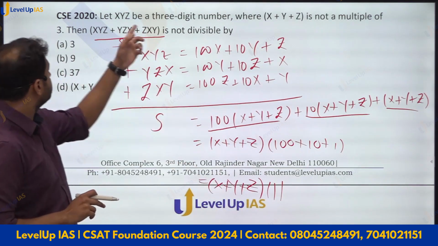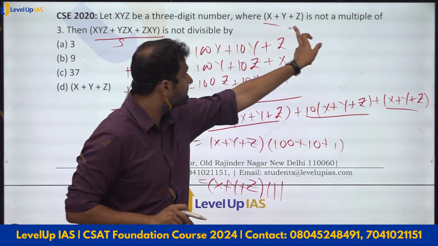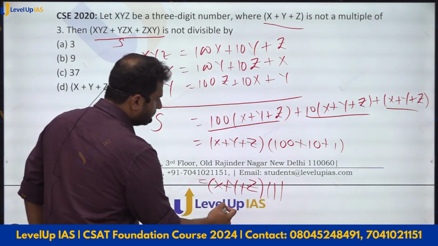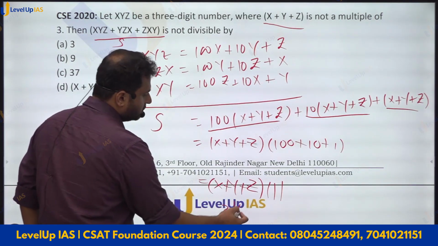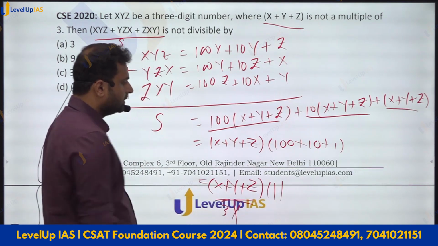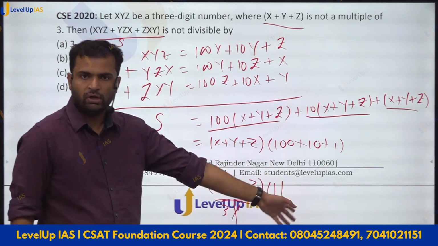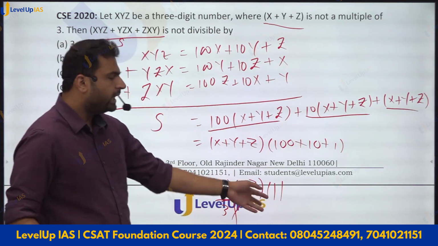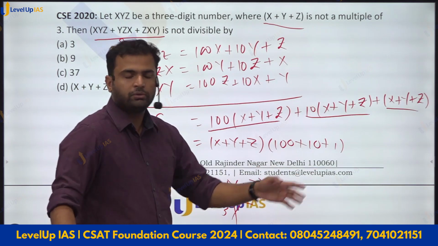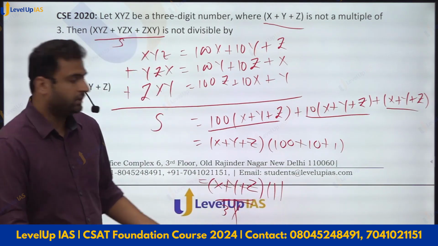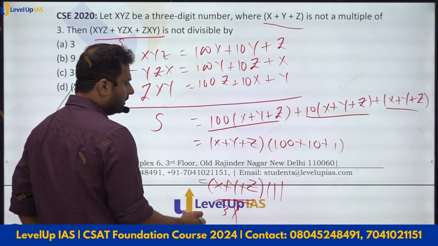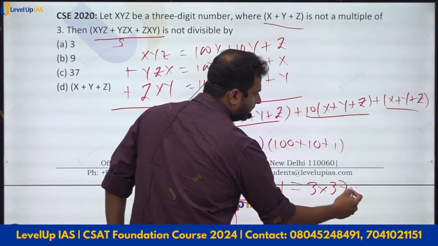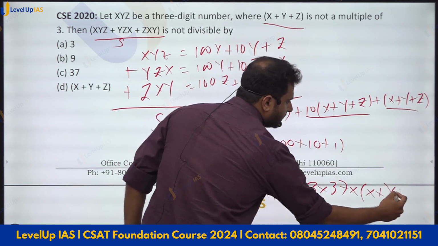Now what is given? It is given that this particular x plus y plus z is not a multiple of 3, so 3 does not divide x plus y plus z. But does 3 divide this quantity 111? Yes, we are aware of the divisibility test of 3, that when the sum of the digits is divisible by 3, the number is divisible by 3. Or you can even write it as 3 into 37 into x plus y plus z.